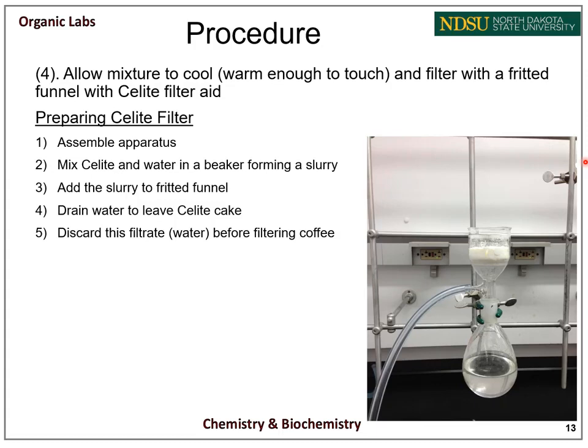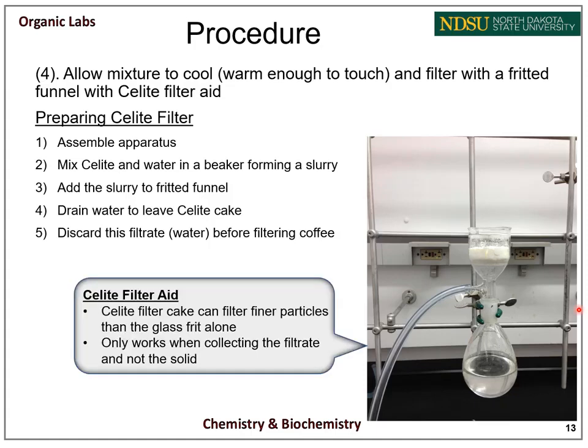Next, you mix the Celite with water in a beaker to form a slurry. You then add the slurry into the funnel and wait for the water to drain, leaving a Celite cake, which is shown here. You then discard the water filtrate, then you can filter your coffee through this apparatus. The purpose of this Celite filter aid is that the Celite filter cake can filter finer particles than the glass frit alone, and this only works when you're collecting the filtrate, not the solid.